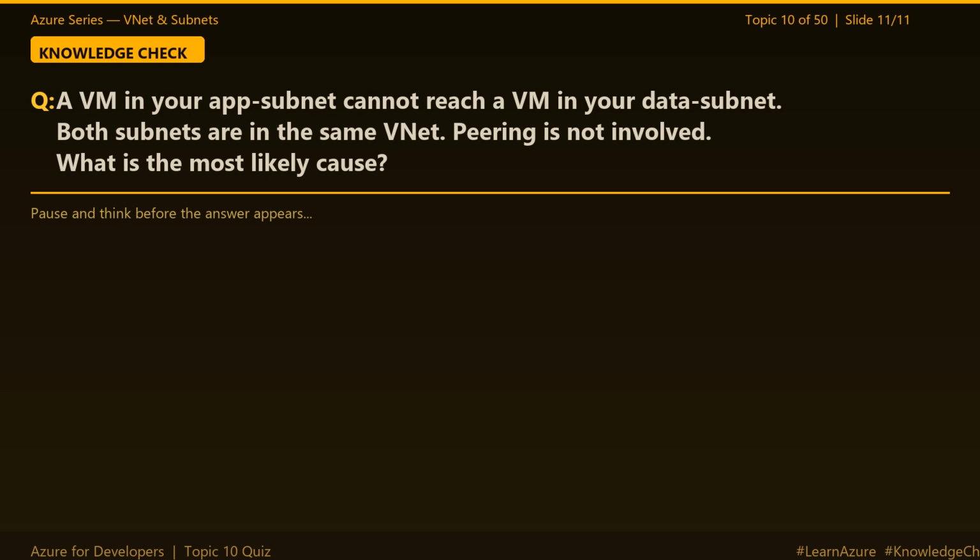Mistake 4: Skipping NSGs on subnets. Every subnet in a production VNet should have an NSG. Without one, resources in that subnet can receive traffic from any other resource in the VNet on any port. The principle of least privilege applies to networks too.